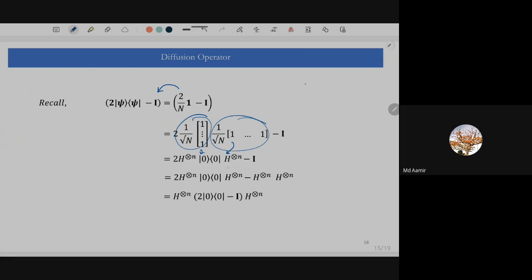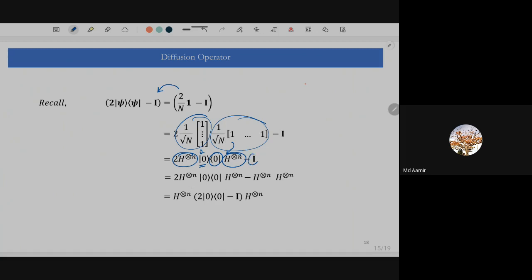H tensor n acts from the left on this ket 0, and this one is H tensor n acting from the right on this bra 0 minus I.